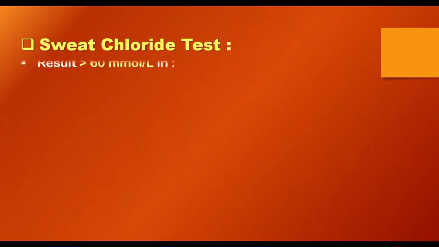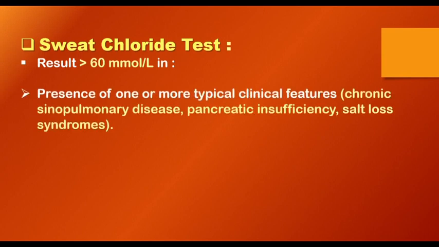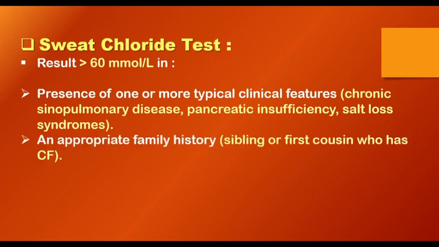It should be more than 60 millimole per liter, and this should be regarded as significant in the presence of one or more typical clinical features, which are chronic sinopulmonary disease, pancreatic insufficiency, salt loss syndrome, or an appropriate family history, that means a sibling or first cousin who has cystic fibrosis.